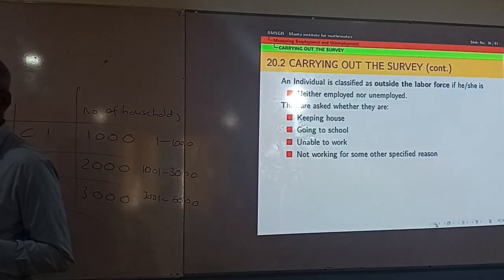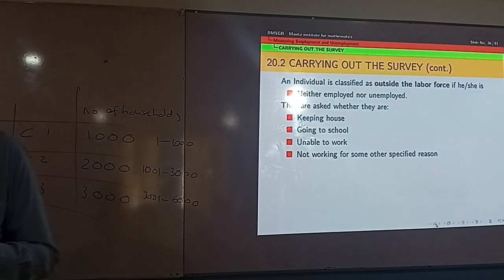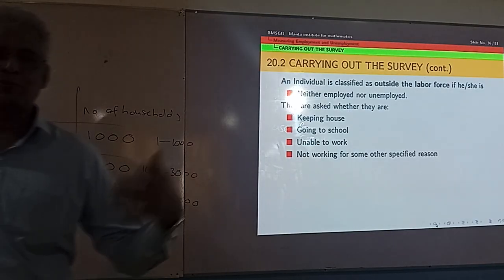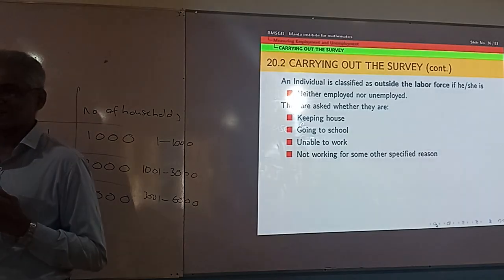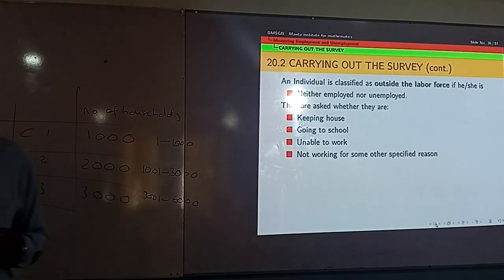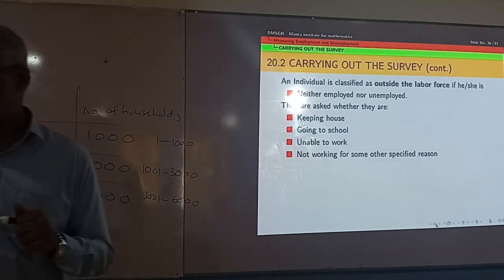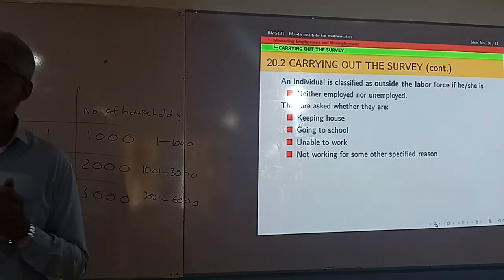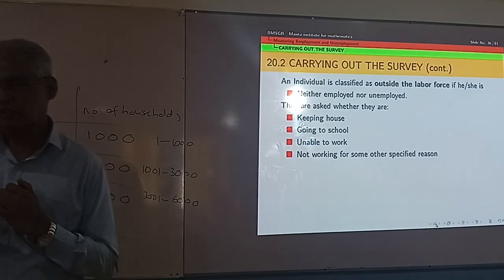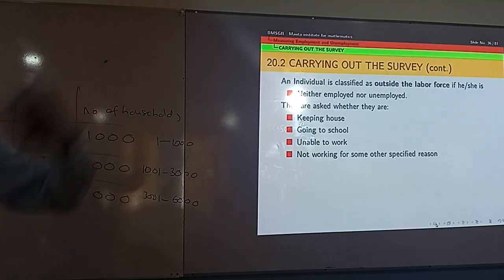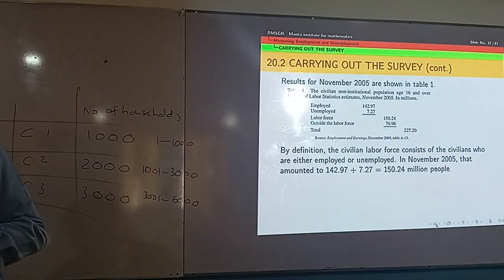An individual is classified as out of the labor force if he or she is neither employed nor unemployed. They were asked questions like: are you keeping the house, are you going to school, are you unable to work for some physical reasons, or not working for some other specific reason. So all these are asked depending on the first answer, whether you are employed or not, or in the labor force.